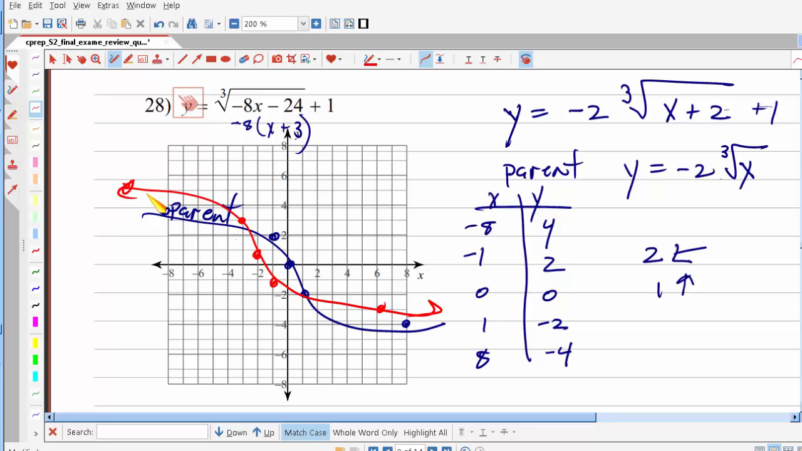Nice thing about these functions is domain, always all real numbers. Range, also always all real numbers. And that's it.